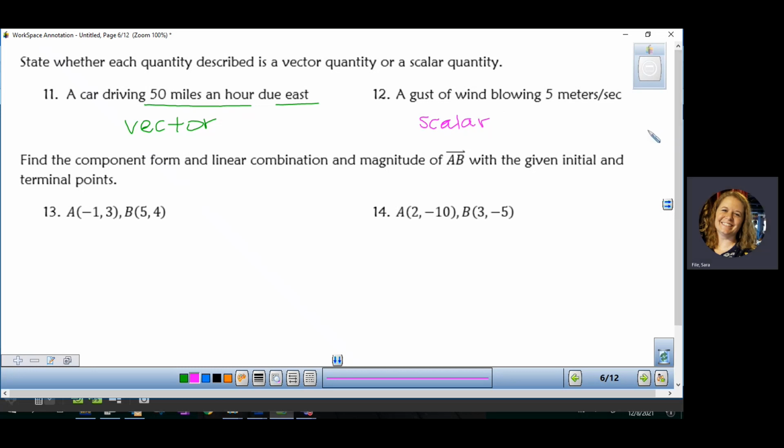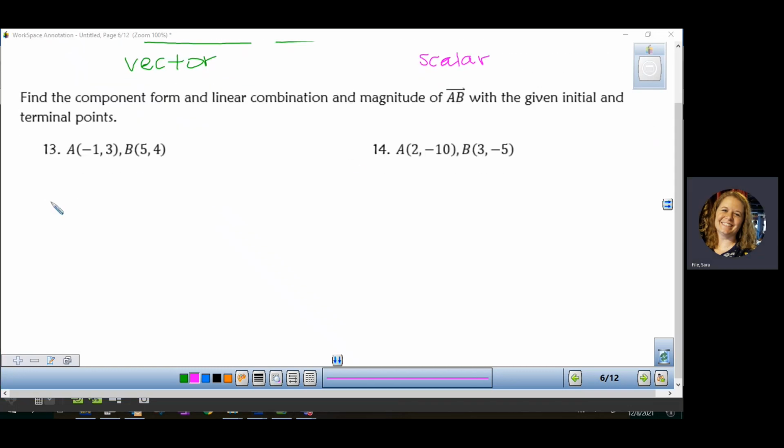Now 13 and 14 are asking you for several things. It's some mixed practice within those problems. We want component form, we want linear combination, and we want the magnitude. We're given the terminal and initial points. So A is the initial point because it's vector AB. So A is initial, B is terminal. And we know the formula for component form from the initial and terminal points is x2 minus x1 and y2 minus y1.